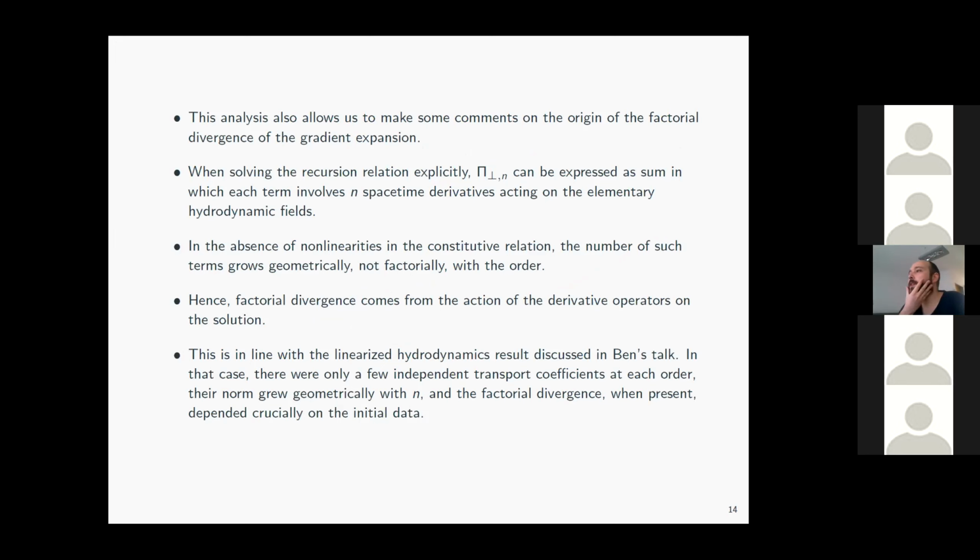So just to take some stock of this analysis, I'm going to point out that this analysis allows us to make some comments on the origin of the factorial divergence of the gradient expansion.